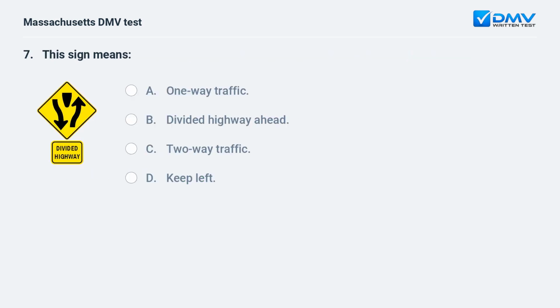This sign means: A. One-way traffic. B. Divided highway ahead. C. Two-way traffic. D. Keep left.